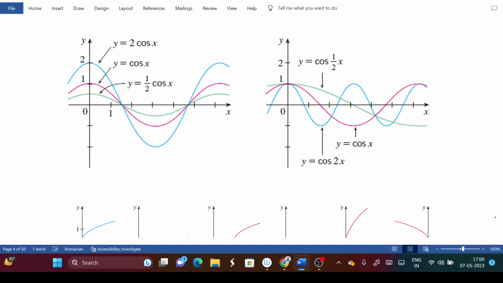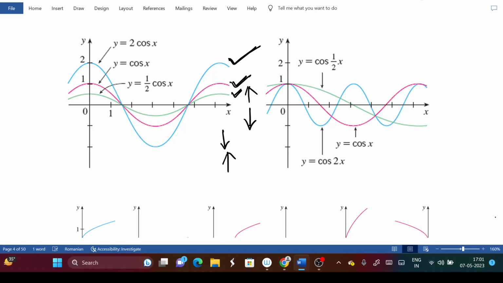This function, this is my y is equal to cos x, this pink color. Now when I am multiplying the whole function by 2, then along this side the function is stretched to give this bigger curve. When I am multiplying it with half, then it is compressed. The curve is compressed to get this smaller green curve.